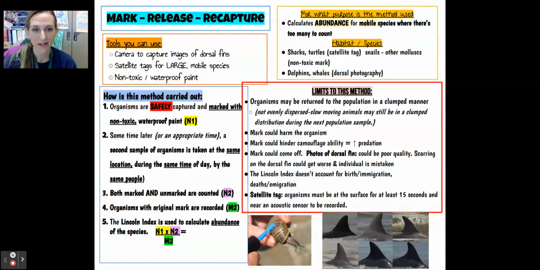The Lincoln index does not account for births or deaths, immigration or emigration. We're going to assume the population is unchanged, and that's just an assumption that gets made with it.